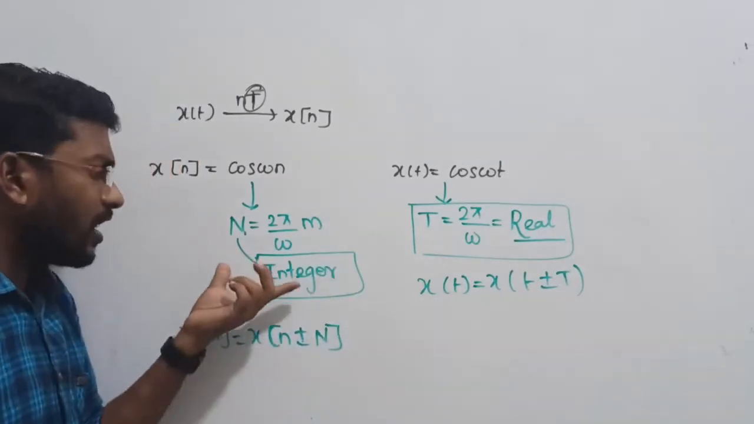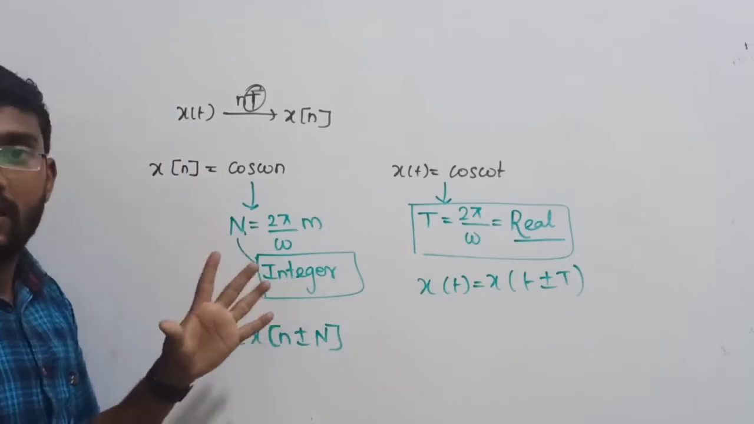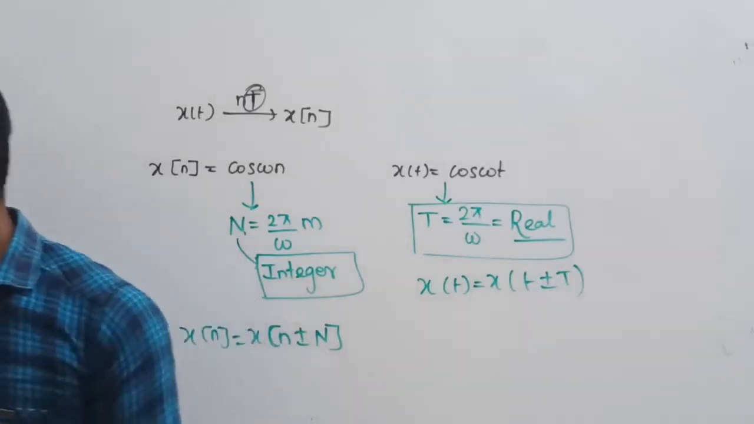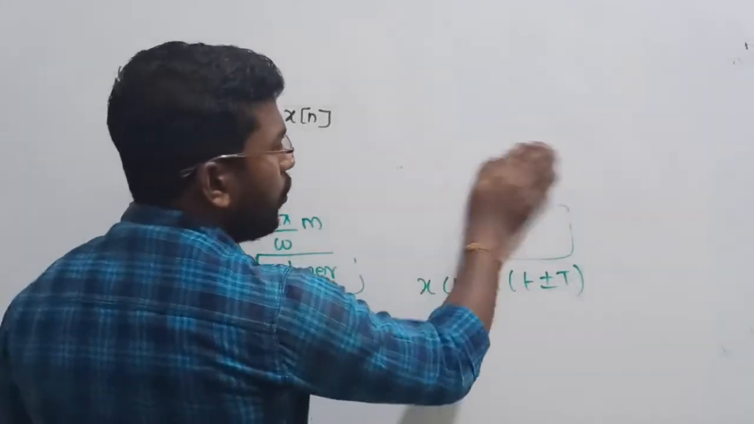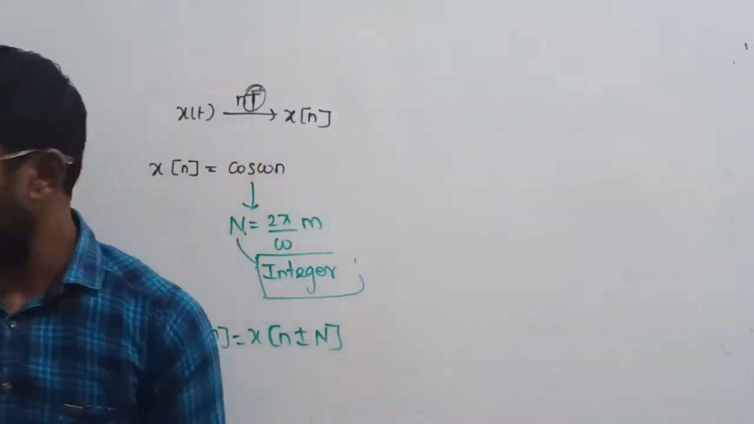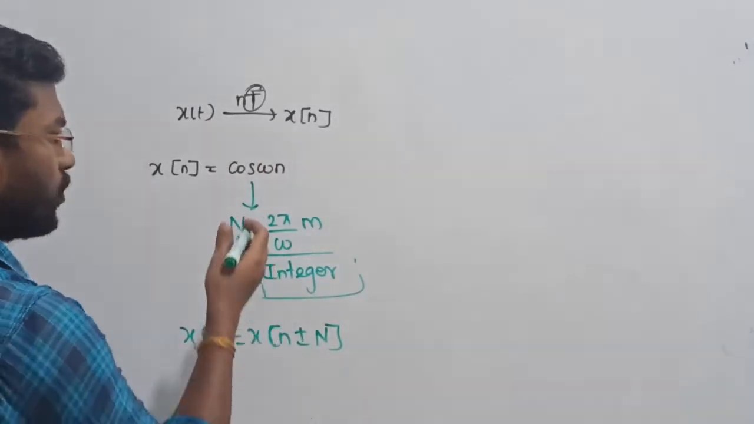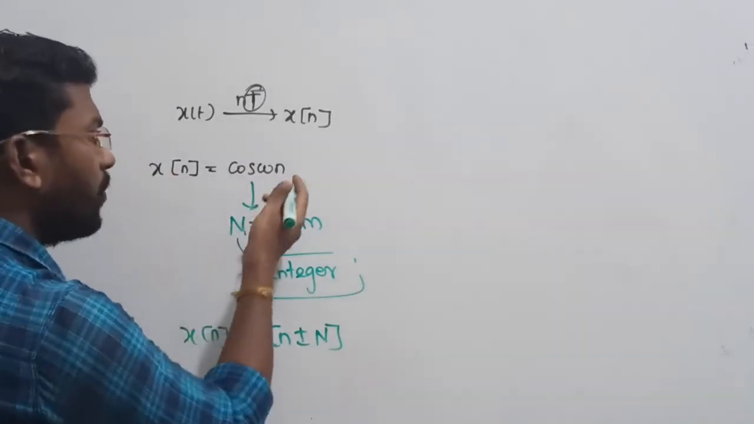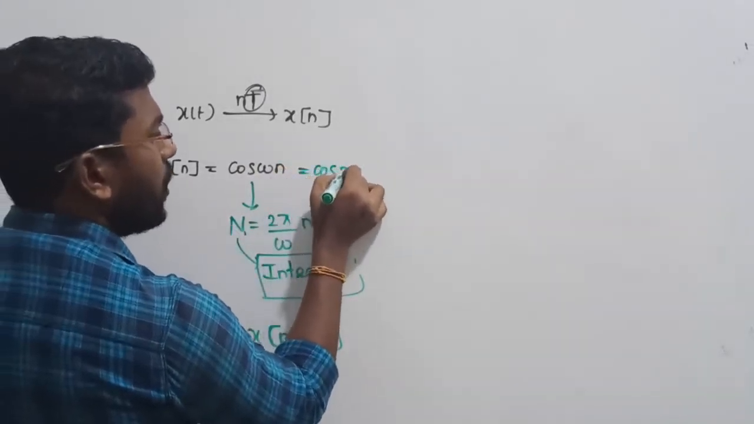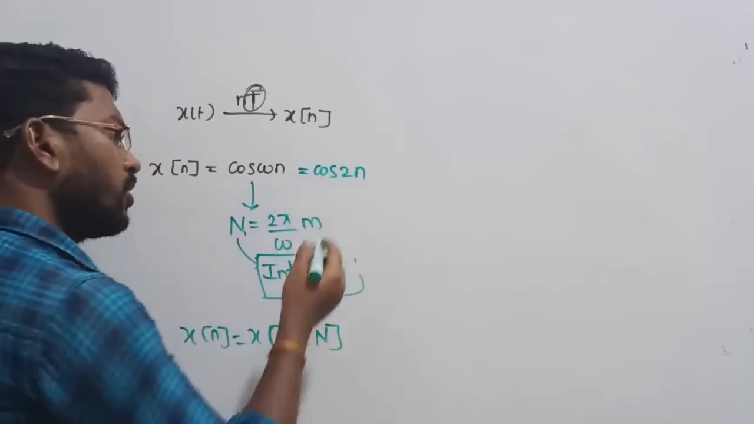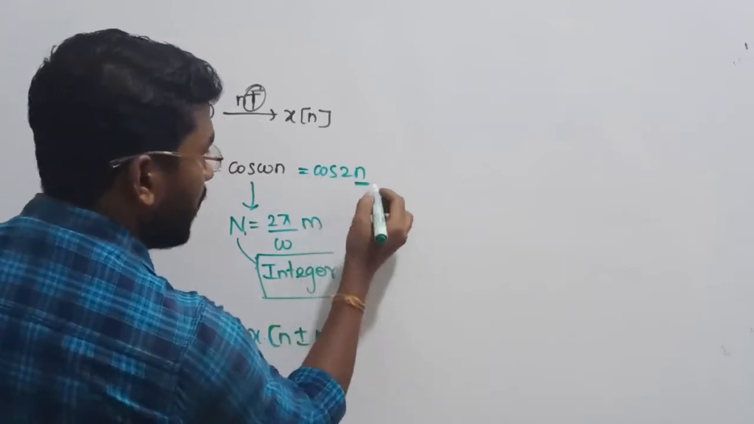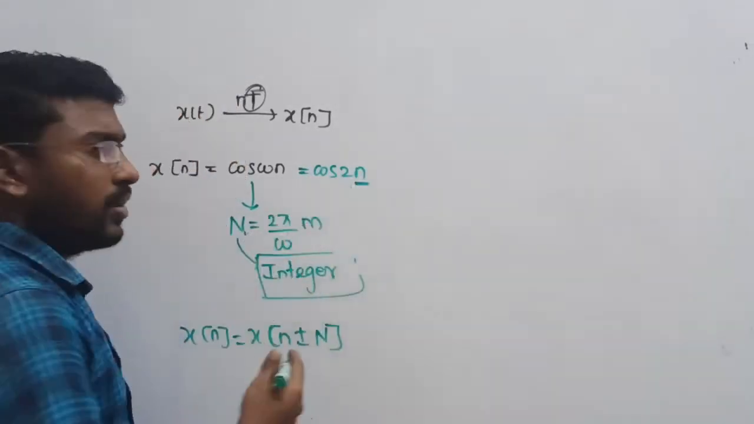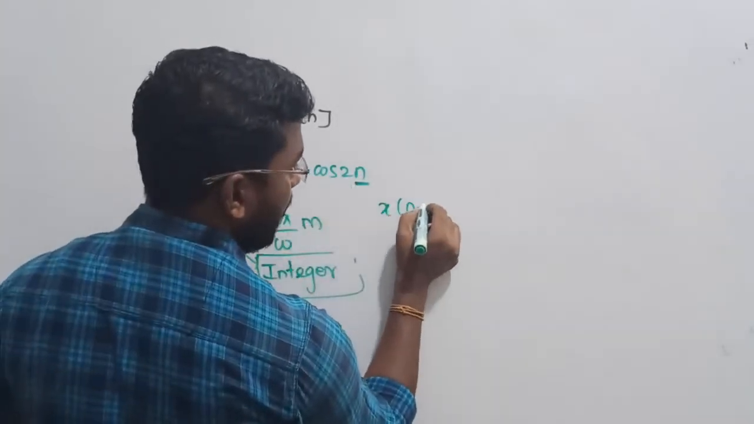But the thing is, as I told you, N must be an integer. That is very important. So let us proceed to see how to find the value of N. In the case of the discrete domain, for example, let me take the same kind of signal, and you are requested to find the time period of the given signal. Given it is cos 2n, find the fundamental time period. That is the discrete domain. So what is the time period condition? X of n is given. Now let us check x of n plus N.